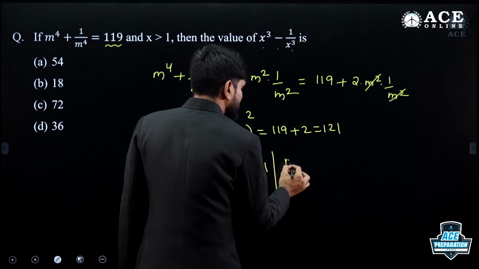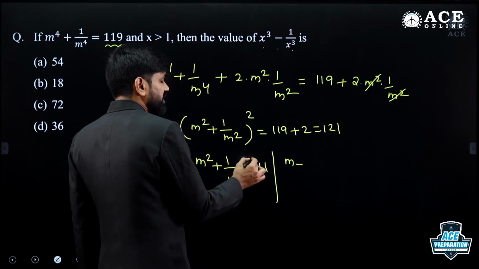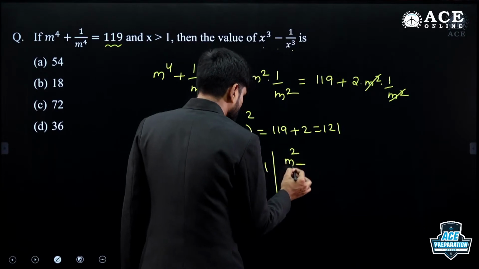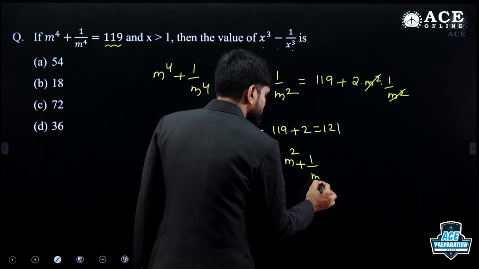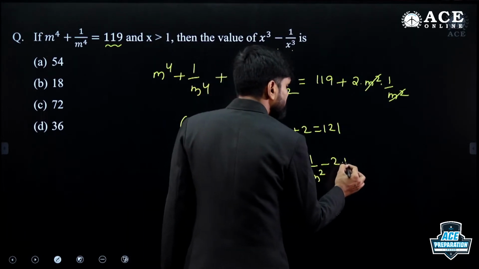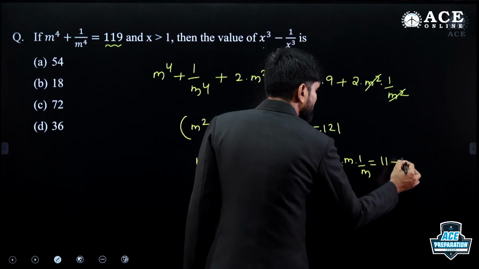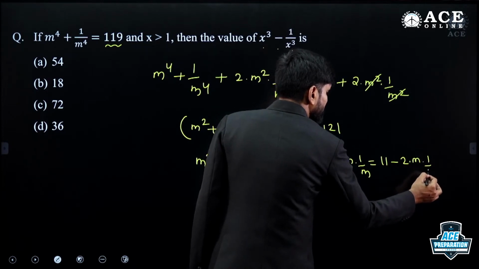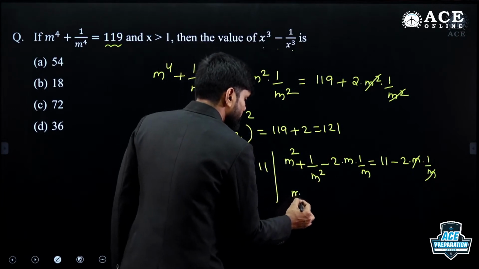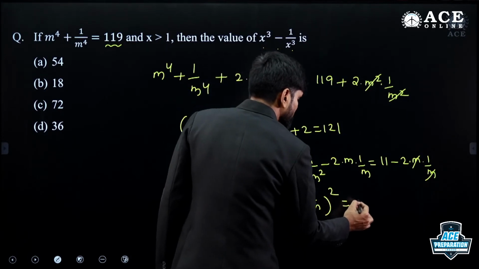From this I can say that m minus... m square plus 1 by m square minus 2 into that one if I do. So that will give you how much? M square plus 1 by m square minus 2 into m into 1 by m is equal to 11 minus 2 into m into 1 by m. This m into 1 by m gets cancelled. So this will give you m minus 1 by m whole square. M minus 1 by m whole square equal to 9.